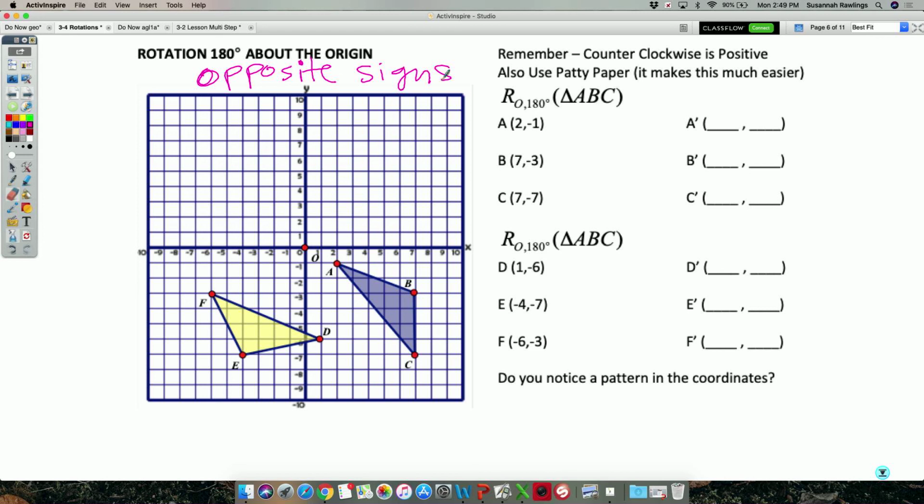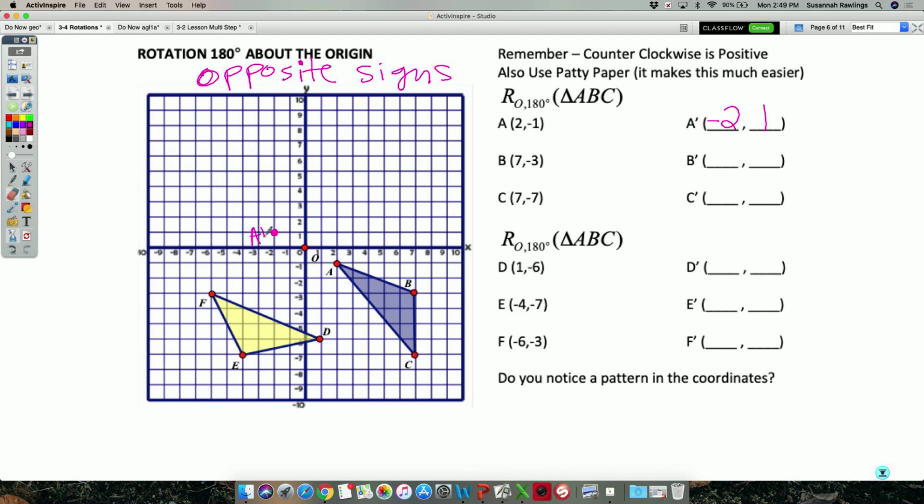So everyone, I need your eyes up here. We have a +2, -1. What are opposite signs there? -2, +1. And let's go ahead and graph that. -2, +1 would be A prime. And these just look coolest to me. They're almost like a reflection diagonally, but they're not.